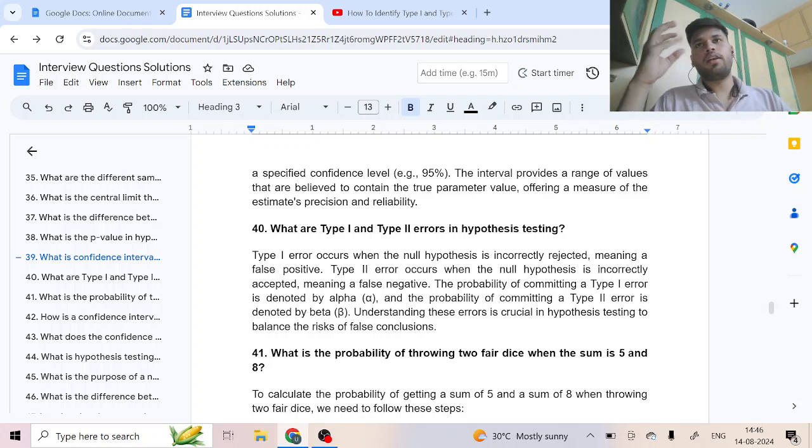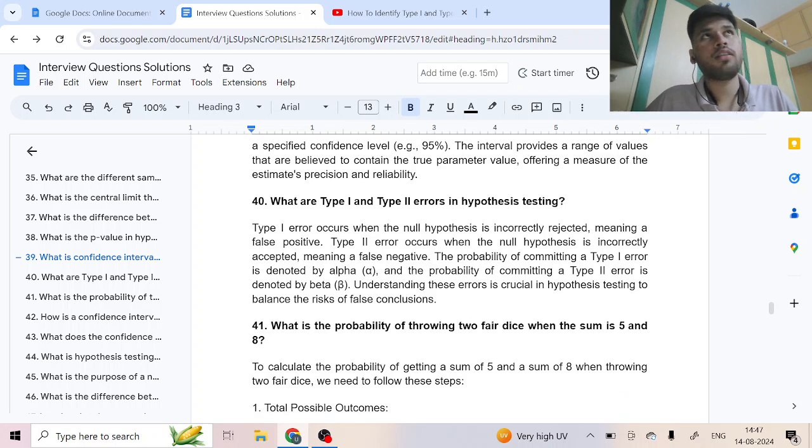For example, the null hypothesis H0 is that the defendant is presumed innocent. If the judge finds him guilty, even though he is actually innocent, it is a type 1 error. We are rejecting the actual truth, the null hypothesis, incorrectly rejected.